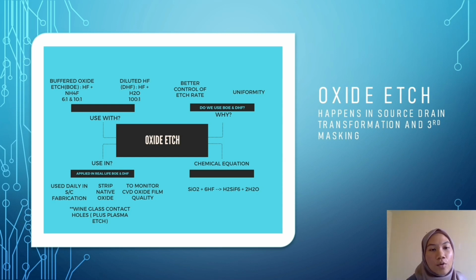We either will use buffered oxide etch, which is just a mixture of hydrofluoric acid and NH4F, which is ammonium fluoride, or we will use diluted HF, which is DHF, which is basically just HF with a little bit of water solution. We have to use buffered oxide etch and diluted HF instead of just HF because the etching would happen so fast that we cannot really control it. That's why we need to use BOE and DHF, so that we can better control the etch rate and also the uniformity of the etching. So this is the chemical equation of the oxide etch.